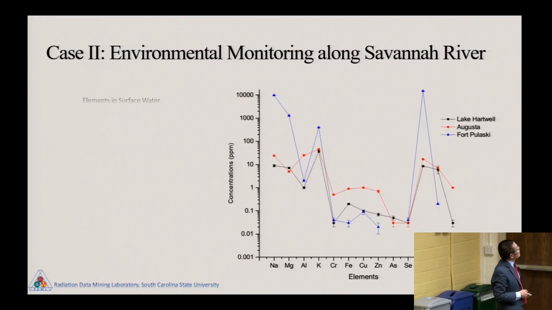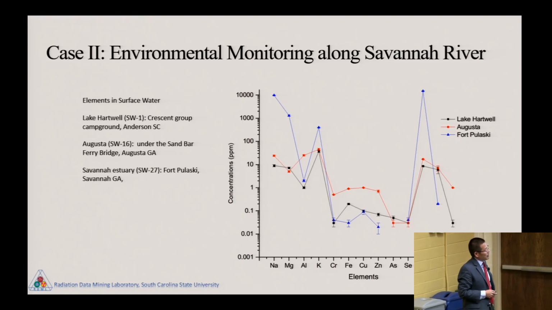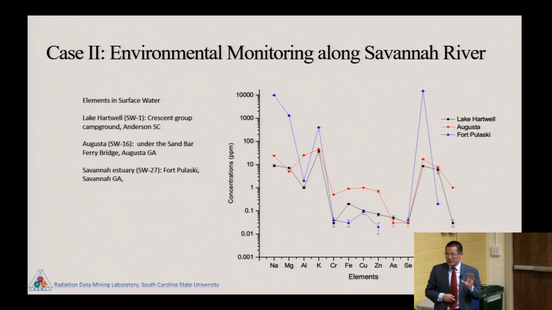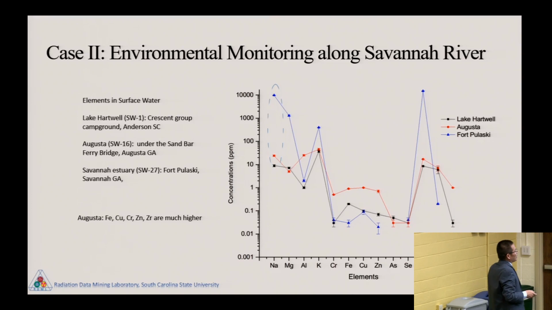And this one is for the surface water. We also have Lake Hartwell. It's very clean there. Augusta, kind of polluted. Fort Pulaski is near the Savannah River. It is close to the Atlantic Ocean. And here you can see a lot of element differences. For example, this one is from Fort Pulaski. Augusta has a lot of iron, copper, chromium, zinc. I know it's from the U.S. batteries.